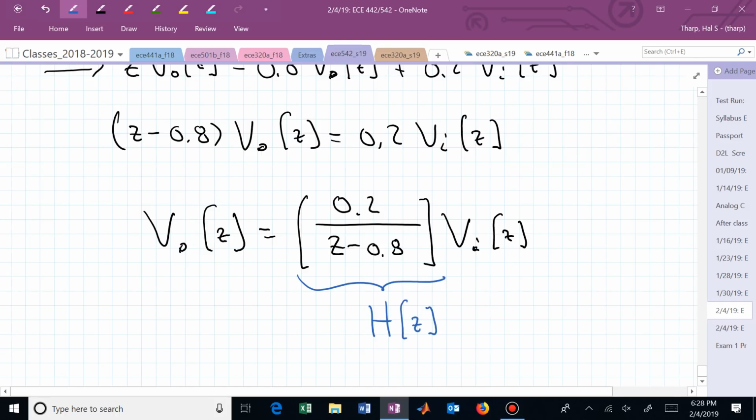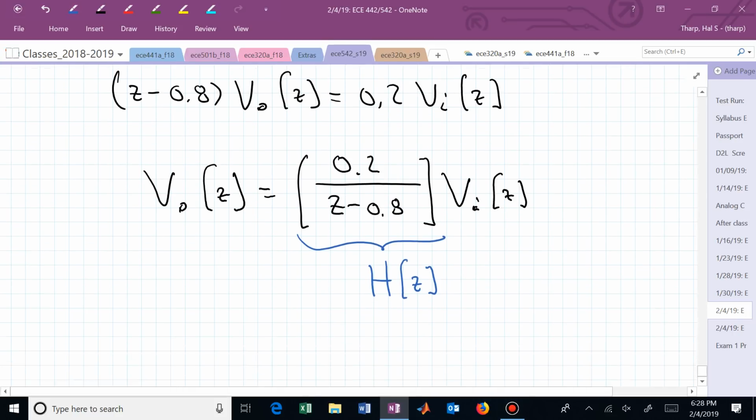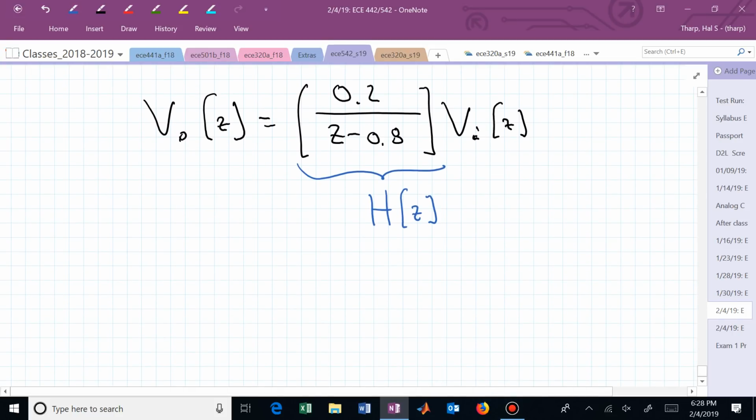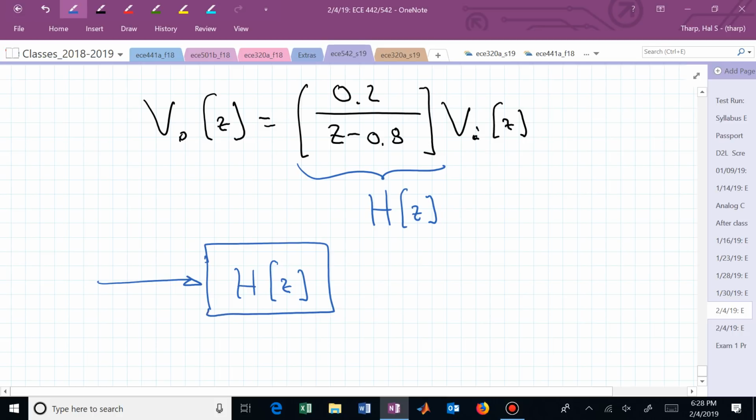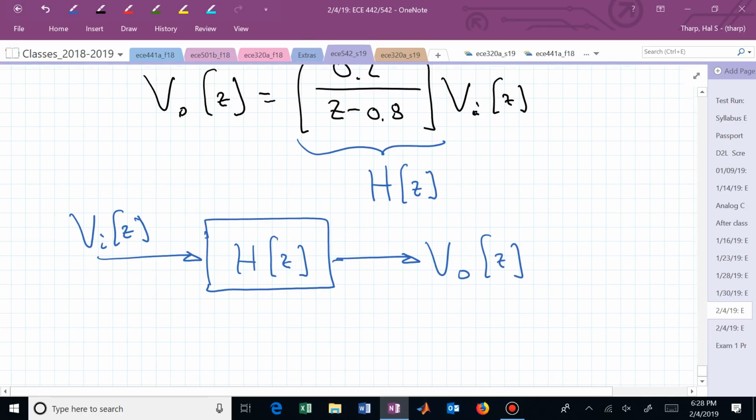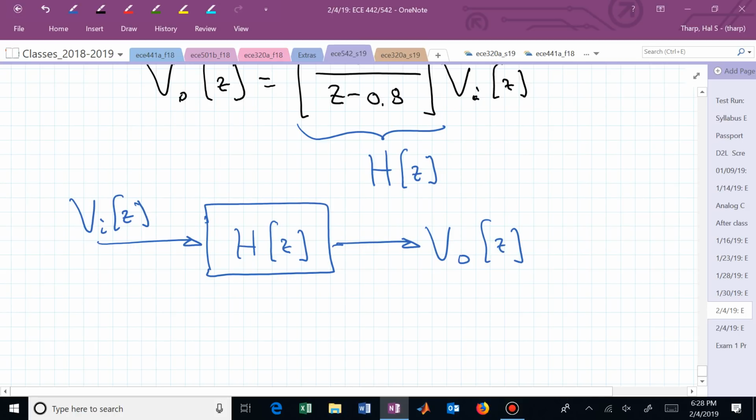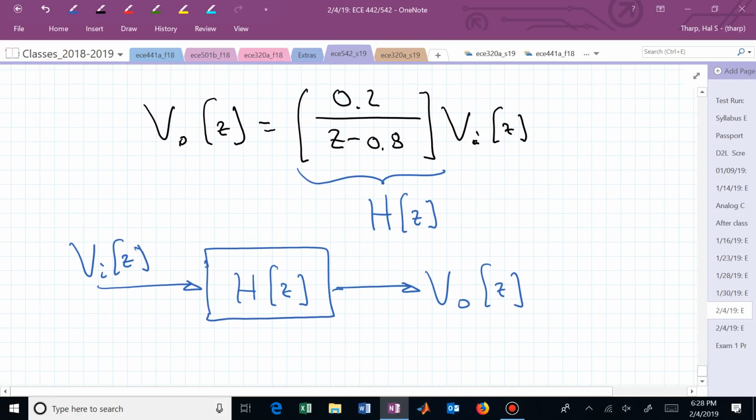There's now my transfer function H of z. And now I can think of this in terms of the block diagram. I have an input being filtered by my system, capital H of z, producing an output. Now, can I draw the pole zero diagram associated with that transfer function? Or what is the pole zero diagram?